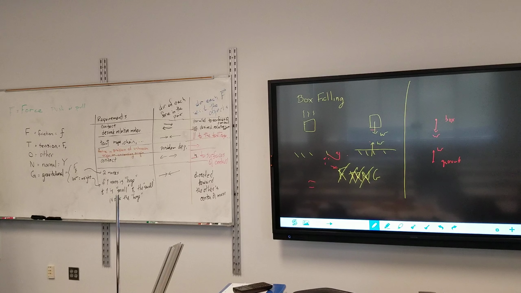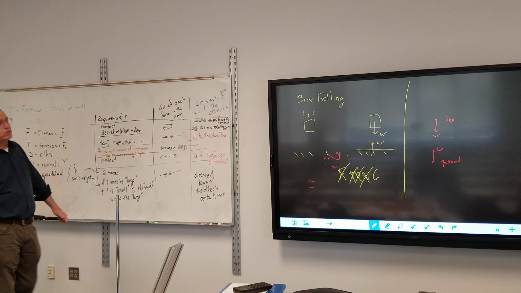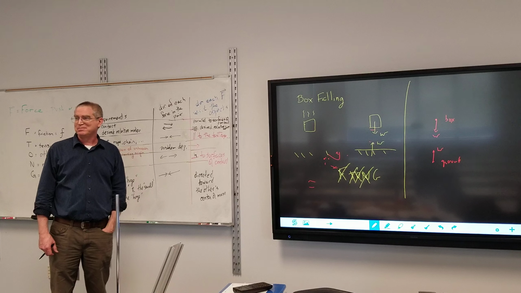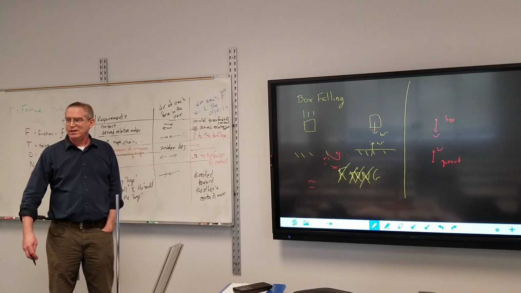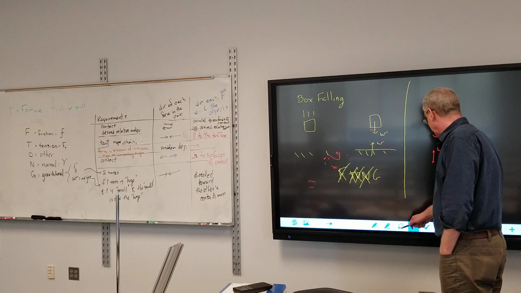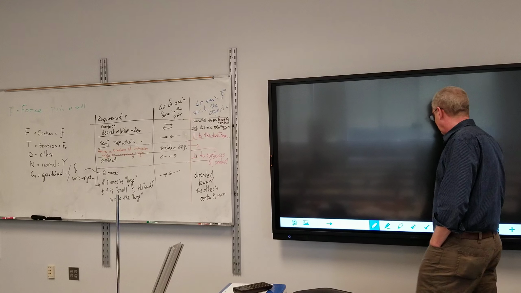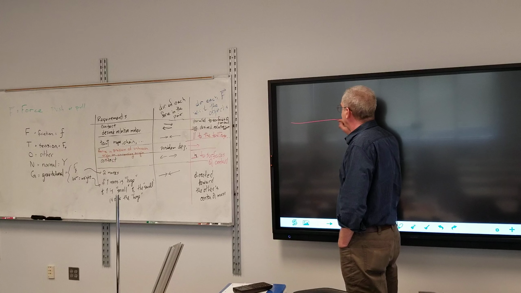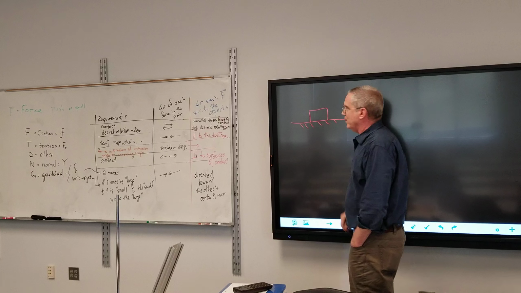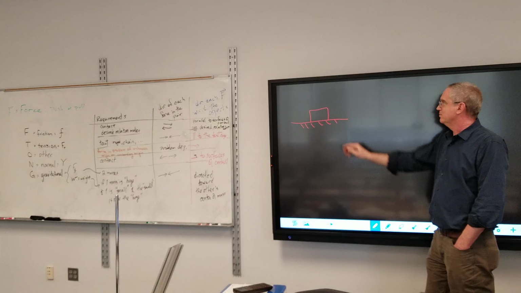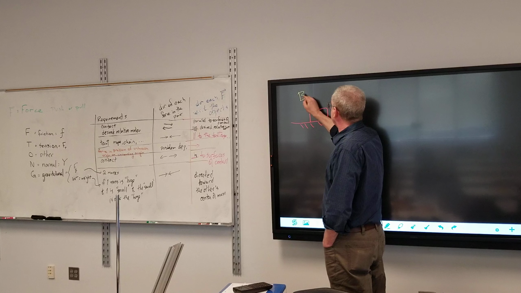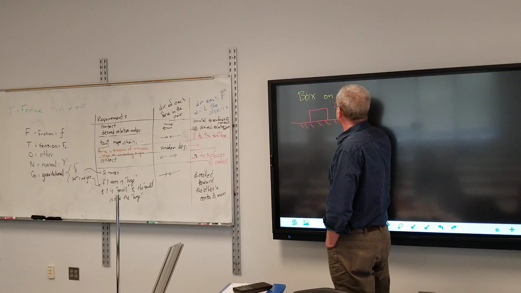All right, questions before we do the next exciting installment? We're going to do box on ground. All right, here we go, box on ground. So the first thing I do is I draw my picture and I have a box sitting on it. Let's label it for generations to come. Box on ground.